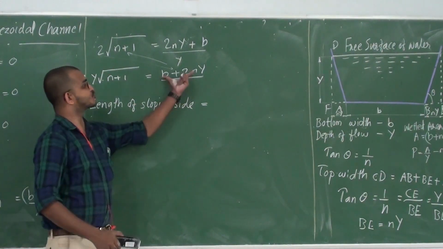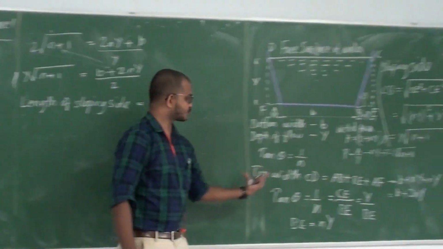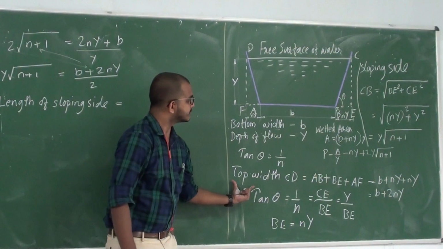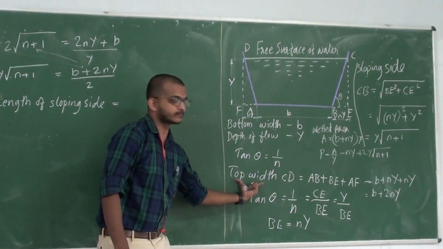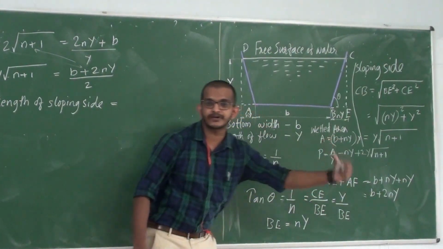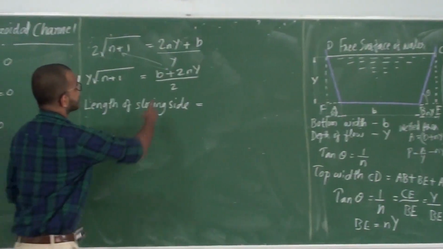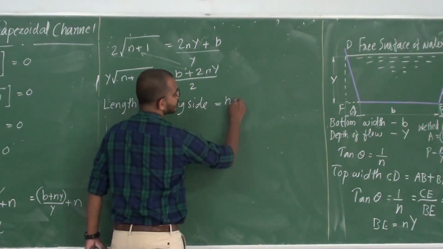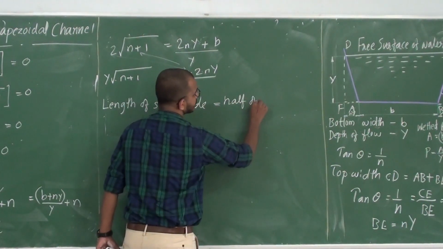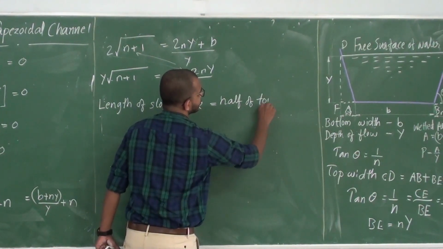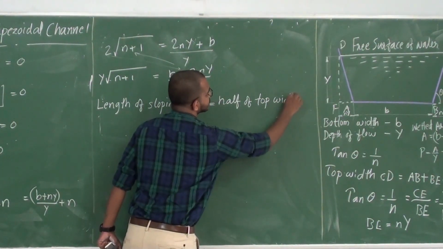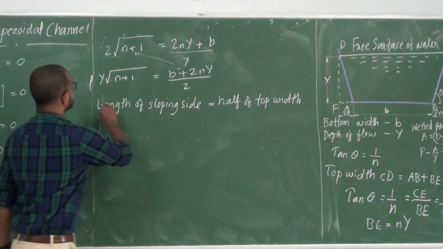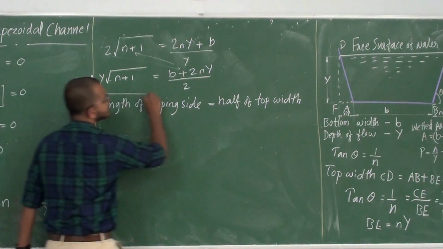What is b plus 2ny? b plus 2ny is nothing but the top width. Top width is equal to b plus 2ny. So (b plus 2ny) by 2 is half of the top width. So this is the condition for the perimeter to be minimum.